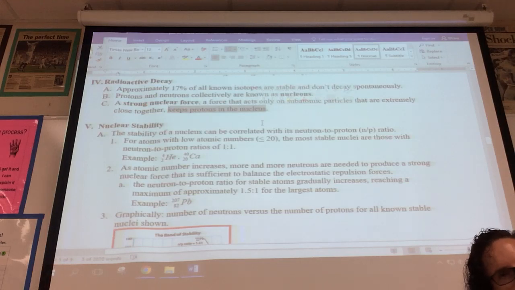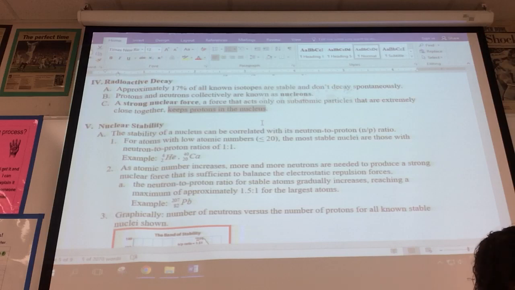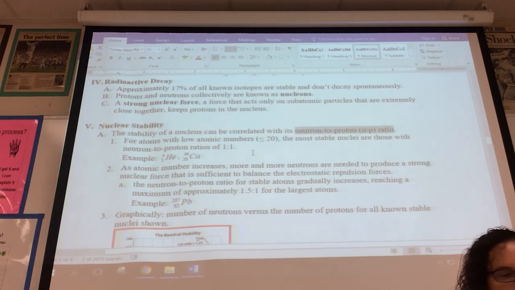Protons have what charge? Positive. So you have a lot of positive charge in the nucleus, and those positive charges will repel. As you get more and more positive charge there, you need more and more neutrons to balance out, not the charge per se, but to get in the way of some of that repulsion. And that's what you're going to see here. Nuclear stability is determined by the neutron to proton ratio.